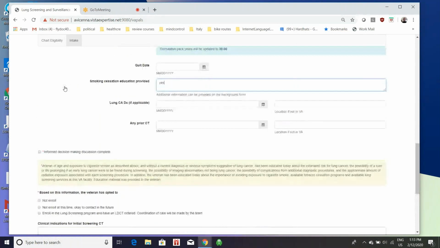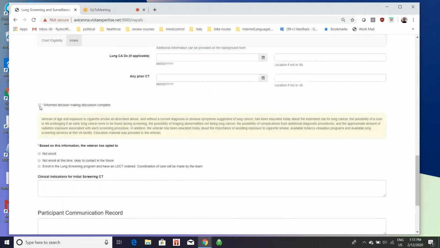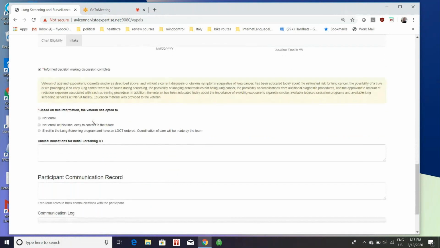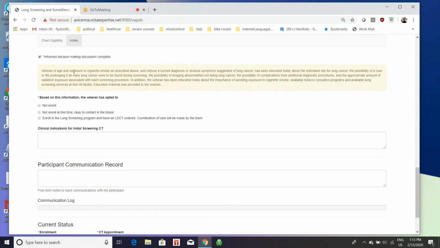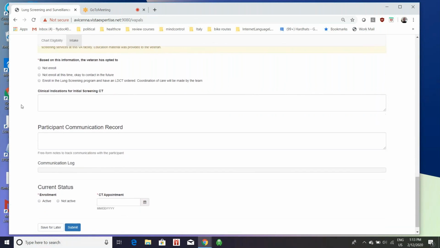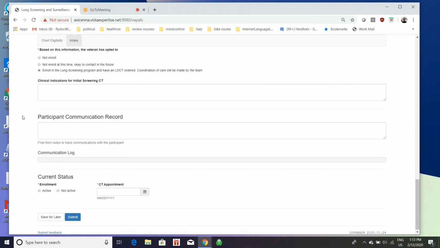and their locations. This is another mandatory field because you want to have a decision-making process that involves both you and the patient about this screening program. And then we're going to say that the veteran has opted to join the program, and the clinical indication for this is that the patient is a heavy smoker.